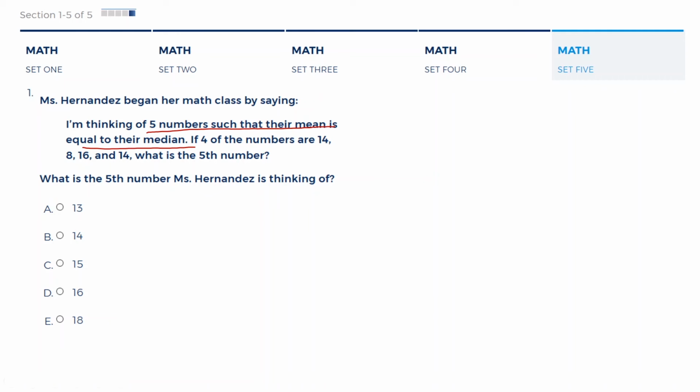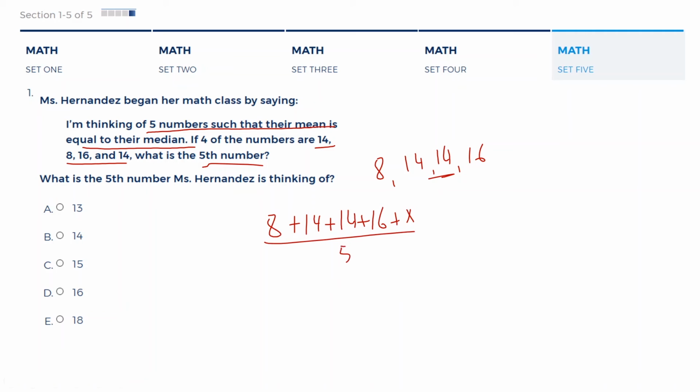Next. Last set. Miss Hernandez began her math class by saying, I'm thinking of 5 numbers such that their mean is equal to their median. Four of these numbers are 14. So clearly, if I put it like 8, 14, 14, 14, 16, this is the mean, right? So now what is the fifth number? Let's assume the fifth number is x, so 8 plus 14 plus 14 plus 16 plus x, all over 5, is equal to the mean of 14, the median.